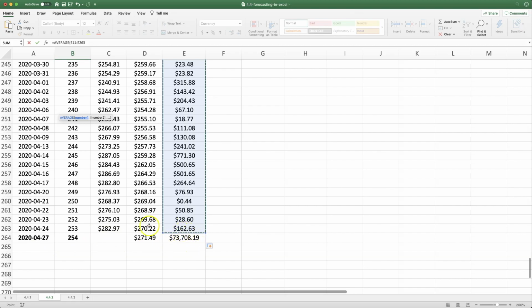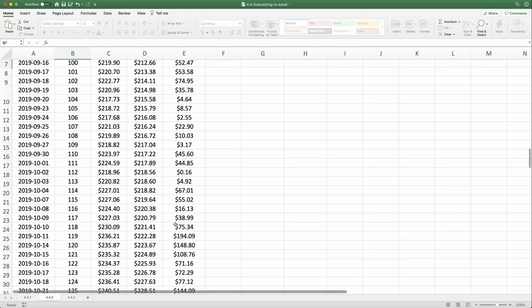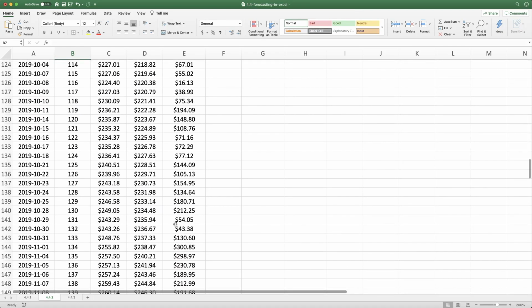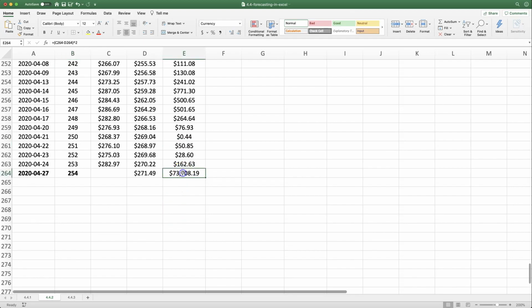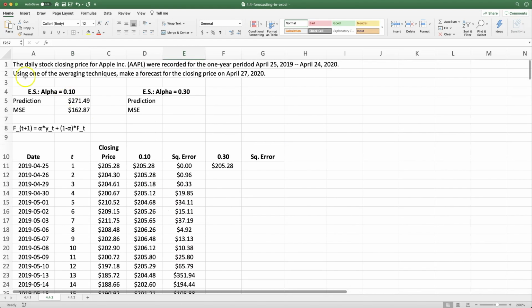I'm going to delete this cell. It's going to go down and delete that last squared error cell. Doesn't need to be there. And we compute that the mean squared error is $162.87. Now let's compute the exponential smoothing forecast using a 30% smoothing constant.